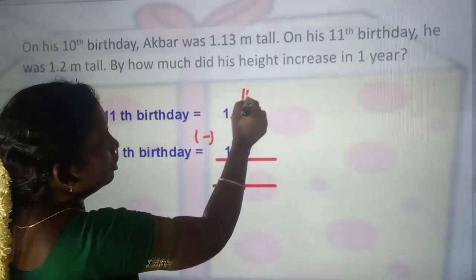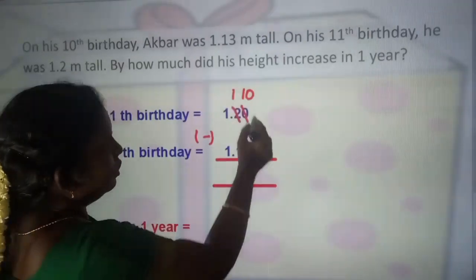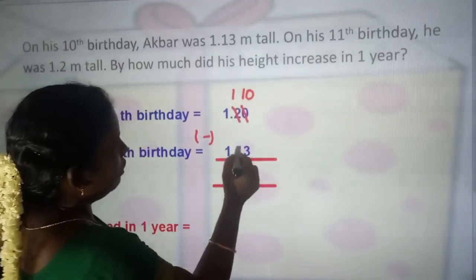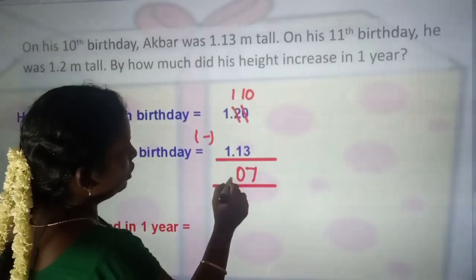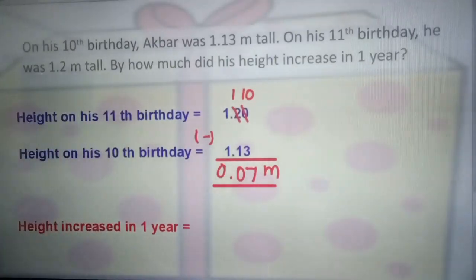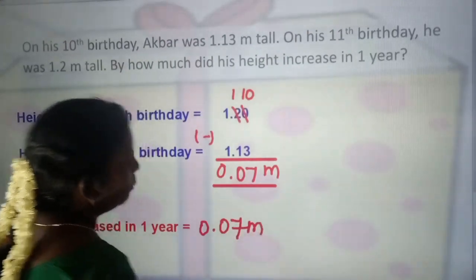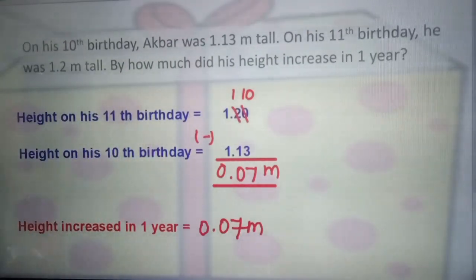Same way, we cannot subtract 3 from 0. Hence we are grouping here. This 10 minus 3 is 7. 1 minus 1, 0. Again 1 minus 1, 0. Hence height increase in 1 year. 1 year அவர் எவ்வளவு height increase ஆயிருக்காங்கன்னா 0.07 meter.